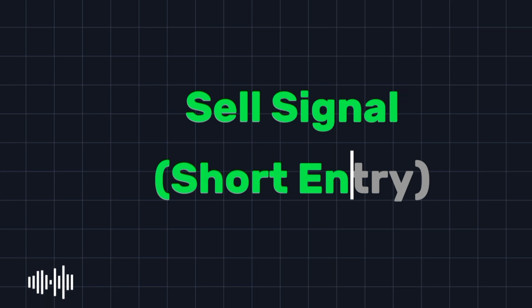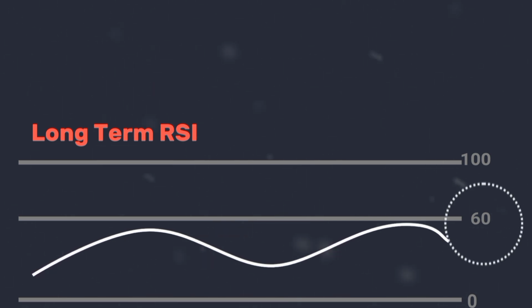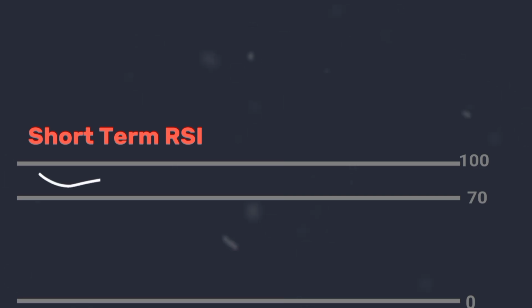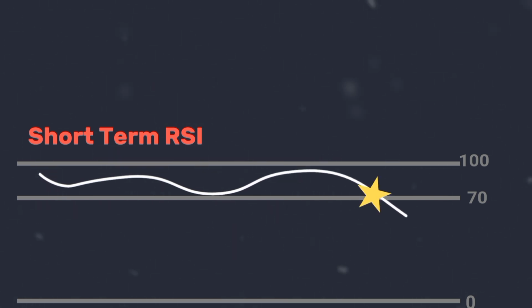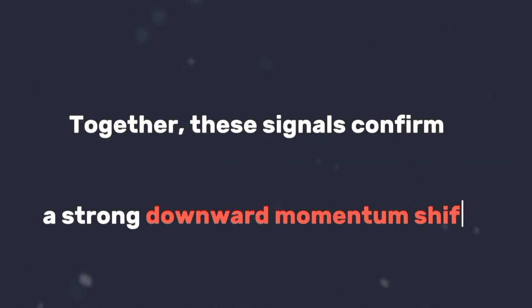Sell signal, short entry. For a sell signal, we first check the long-term RSI. If it is below 60, it indicates an overall bearish trend. Then, we look at the short-term RSI. When it crosses below 70, signaling a move out of overbought conditions, and that is the sell signal. Together, these signals confirm a strong downward momentum shift.